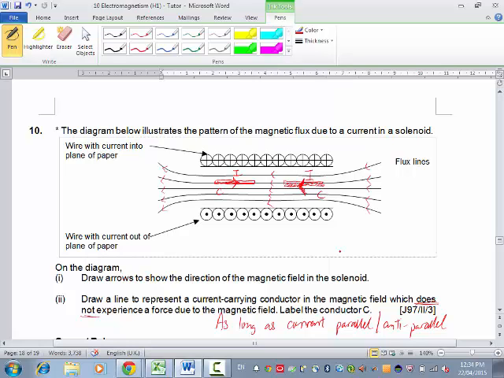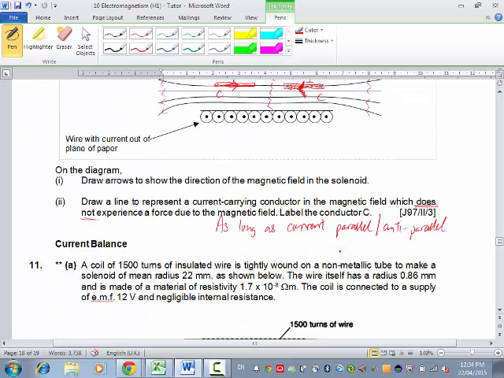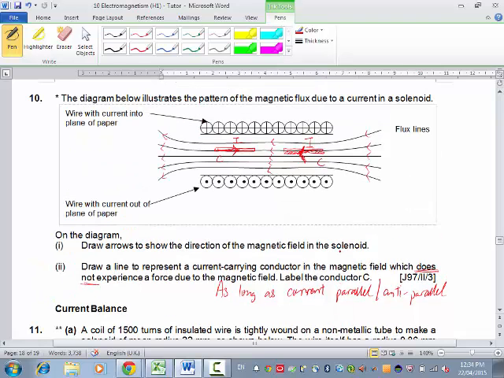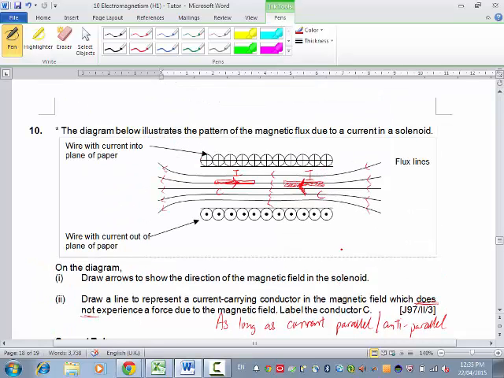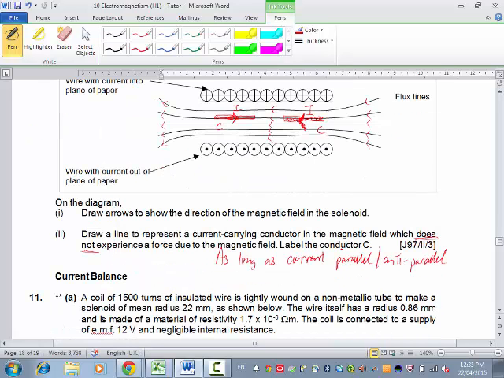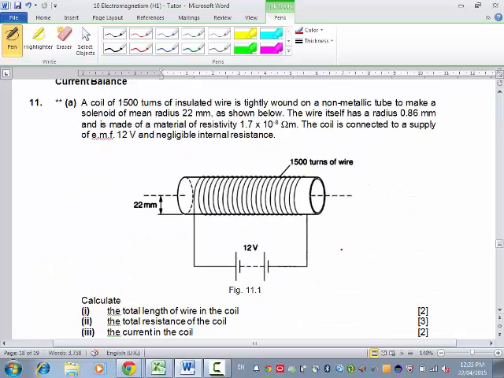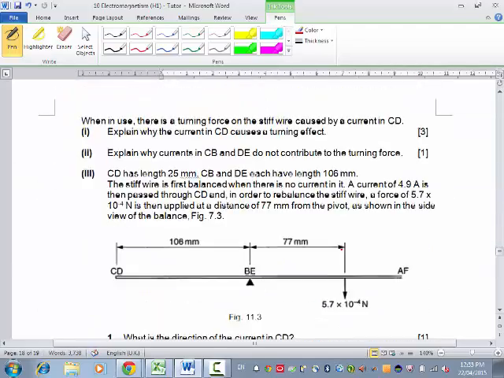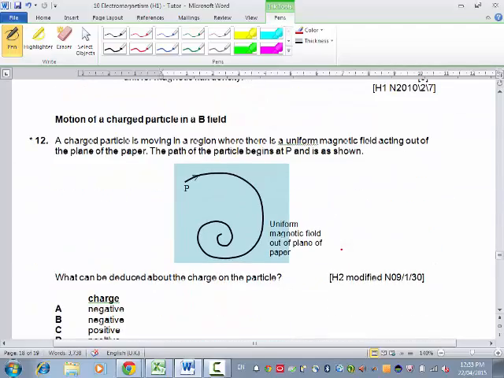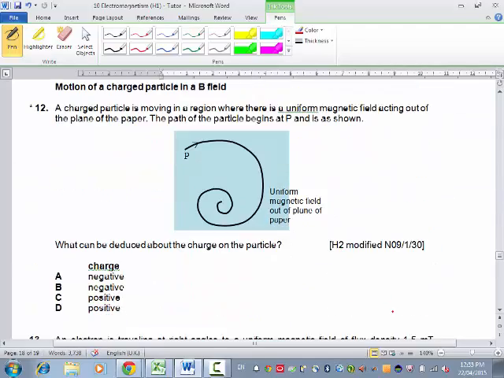Let's move on. Next one. The key thing is parallel. Okay, let's move on. 11 we do later. We do 12 first.